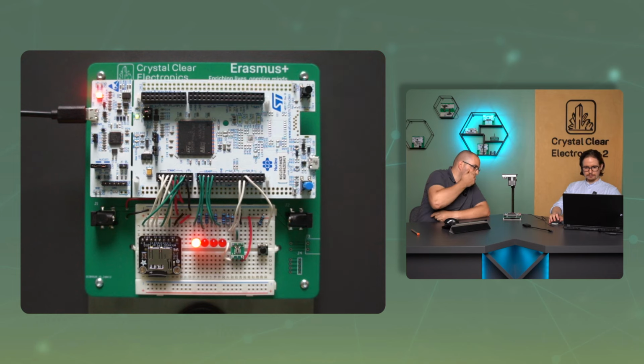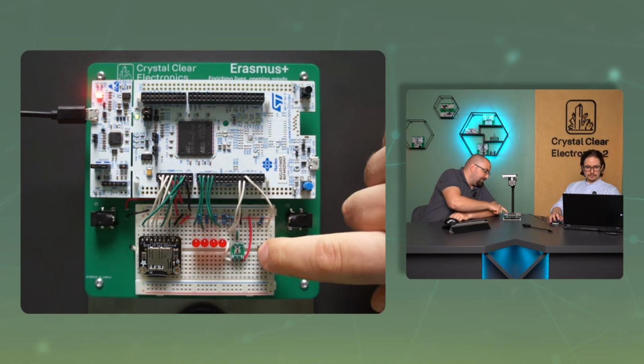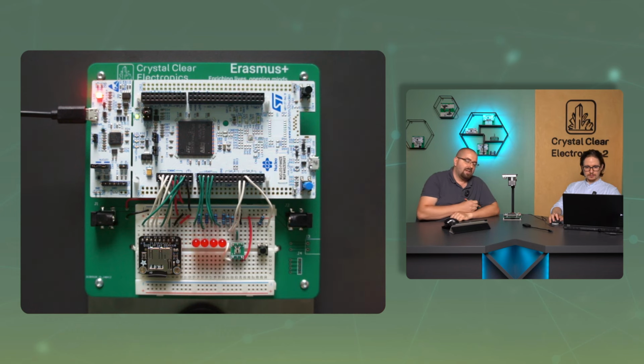Immediately, you can see that as soon as we plugged in the USB cable and powered our panel, LED 1 lit up, indicating that we were in the default state. In principle, if I now press the button, this LED will start flashing, indicating that we are in measurement mode.